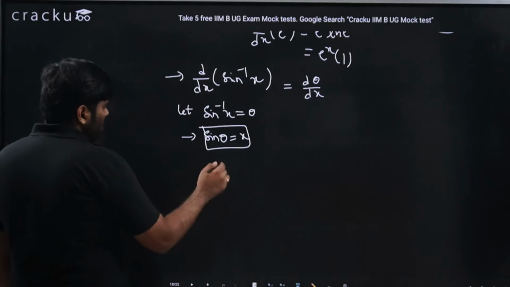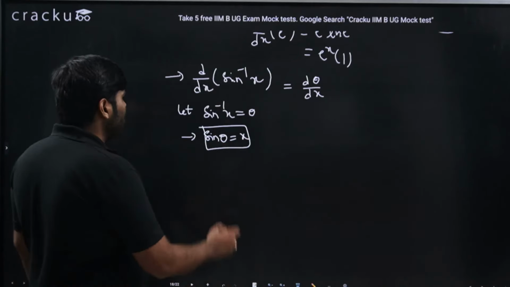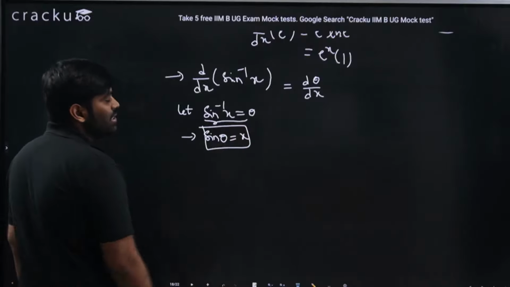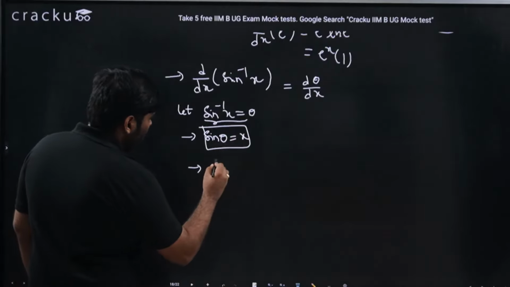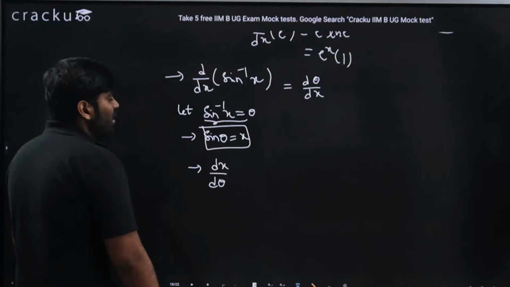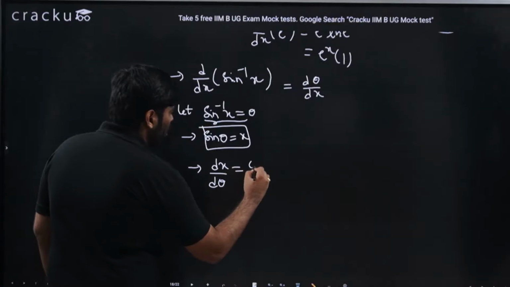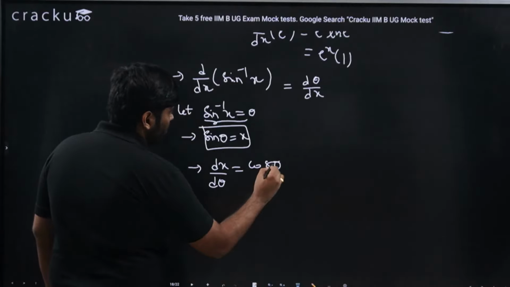Now I know sin theta is x. I assumed sin inverse x as theta, that is nothing but sin theta to be x. So what is dx by d theta? If sin theta is x, what is dx by d theta? This is nothing but cos theta.